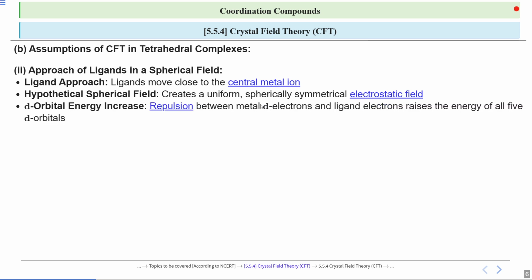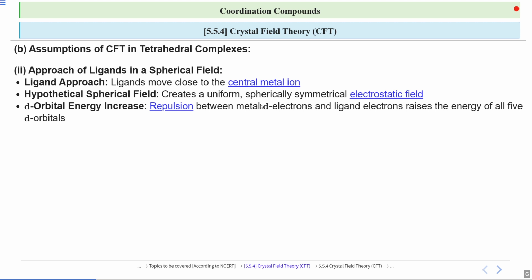The d orbital energy increases. What happens? Repulsion is observed between the d electrons in the metal and the ligand electrons approaching the central metal ion. This causes a rise in the energy of the 5 d orbitals. So we are considering our second assumption, in which we study how the ligands approach in a spherical field around the central metal ion.